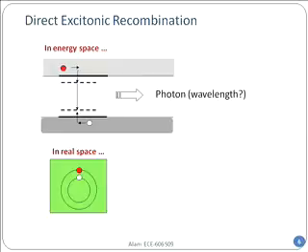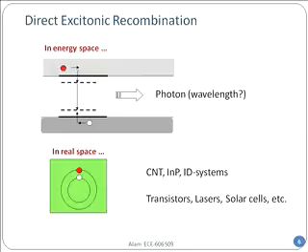So this process is very effective in one-dimensional semiconductors, and is an important problem. These days, solar cells are an important topic for research, and in solar cells, this is a very important recombination mechanism.